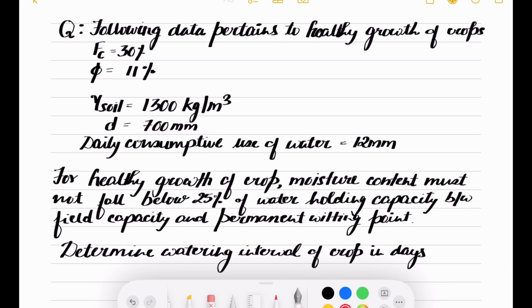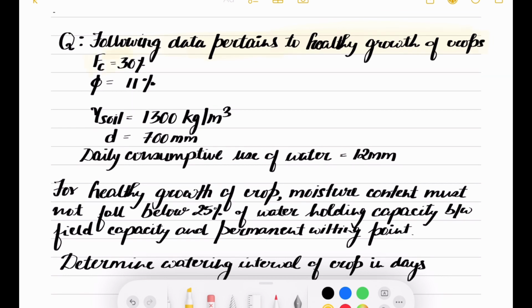And the question is that we have been given certain data for a healthy growth of crop, right? The following data pertains to the healthy growth of the crop. We have been given the field capacity value and the permanent wilting point moisture content. We have been given the gamma of soil, that is 1300 kg per meter cube, right? In the previous question it was in gram per cc. Right now we have it in kg per meter cube. Depth of root zone is given as 700 mm. Daily consumptive use of water is 12 mm.